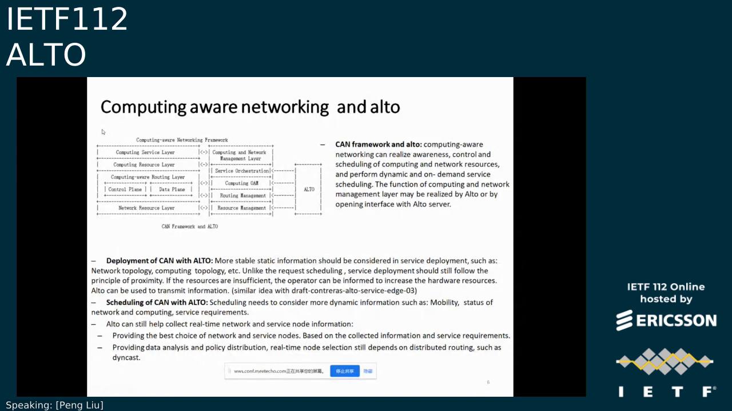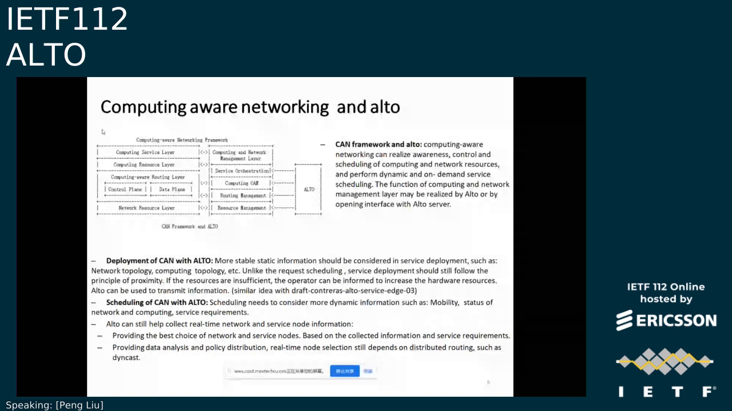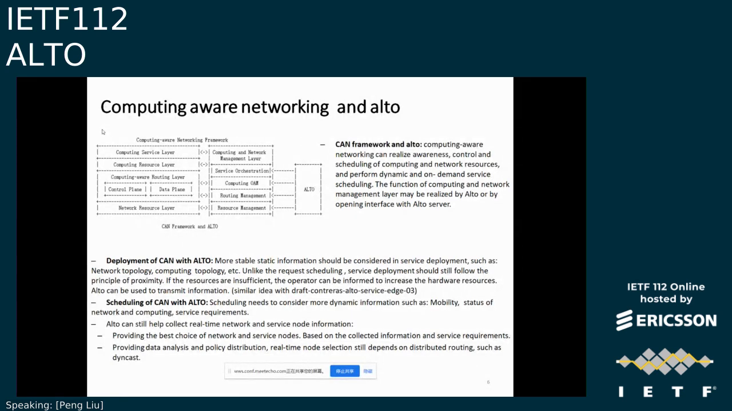So one is deployment of CN with auto. Most stable static information should be considered in service deployment, such as network topology, computing topology, and so on. Unlike the request scheduling, service deployment should still follow the principle of proximity. If the results are insufficient, the operator can be informed to increase the hardware resource. So the auto can be used to transmit information. It has a similar idea with draft auto service edge.